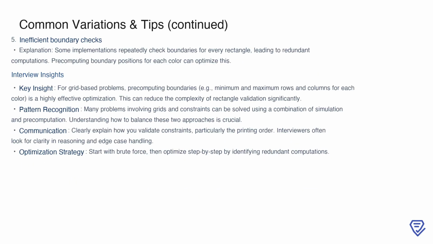Now, addressing inefficiencies is another key part of solving this problem effectively. Inefficient boundary checks are a common source of redundant computations. For instance, repeatedly calculating boundaries for each rectangle during validation can significantly slow down the solution. Instead, you can pre-compute boundary positions for each color, which not only optimizes these checks but also simplifies the overall logic.